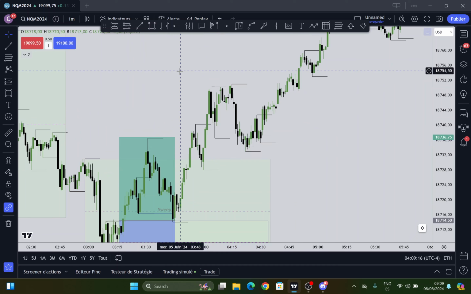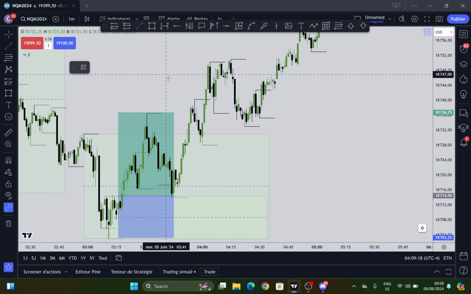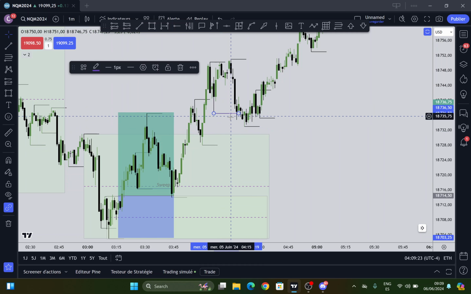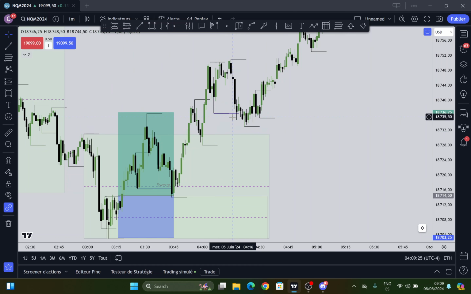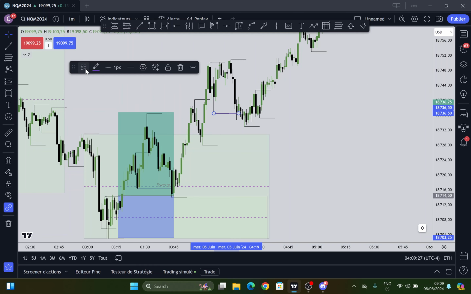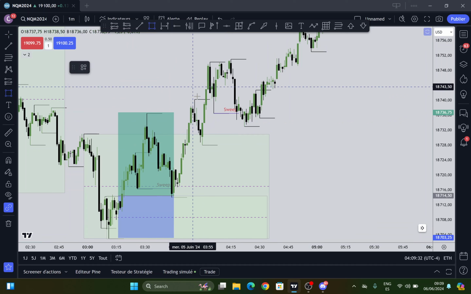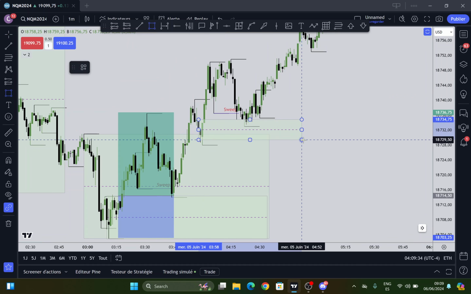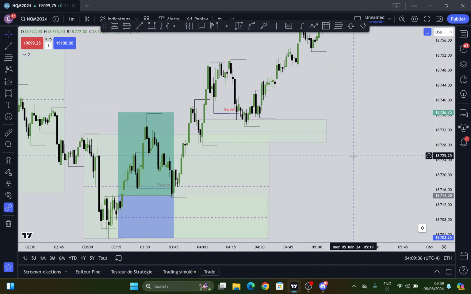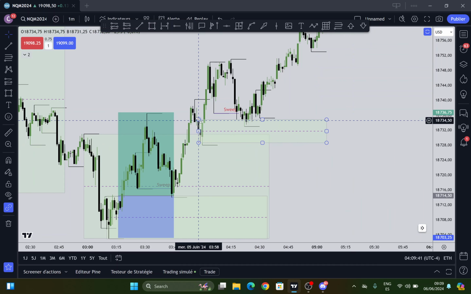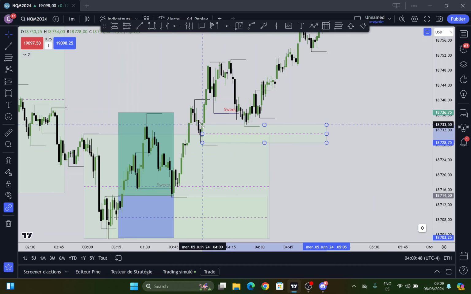I will just delete it for you guys to see. This is the sweep, and this is the OB range. Remember, guys, this is the ICT meaning of OB. Whenever you have two consecutive black candles or down candles, they constitute the OB range.